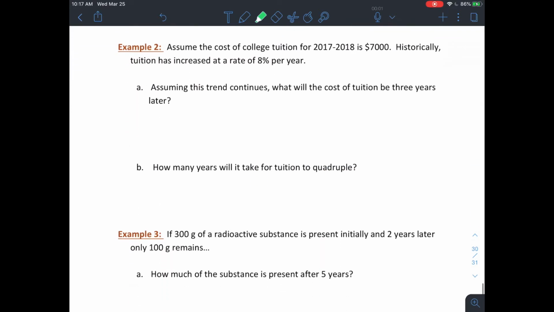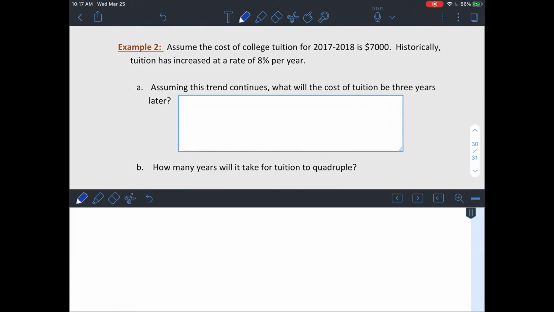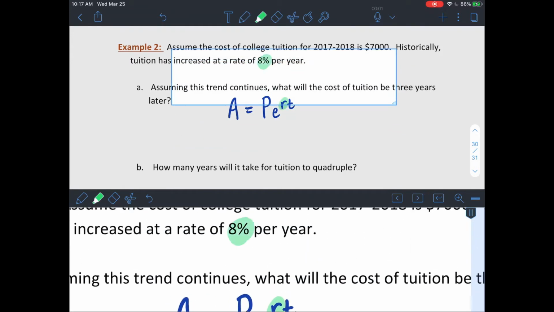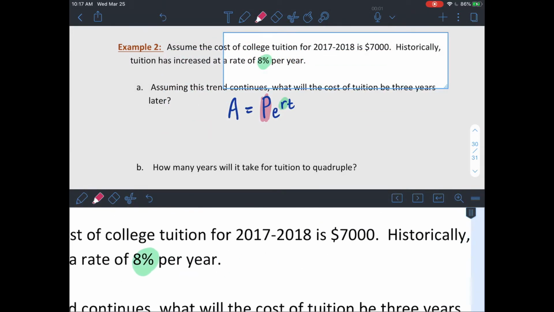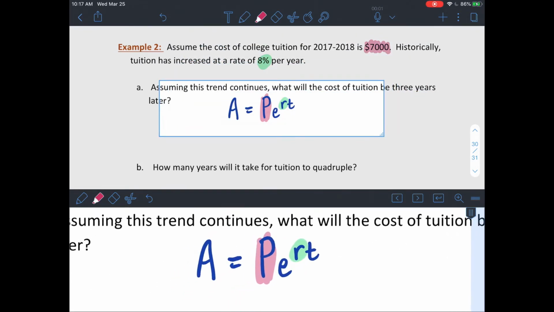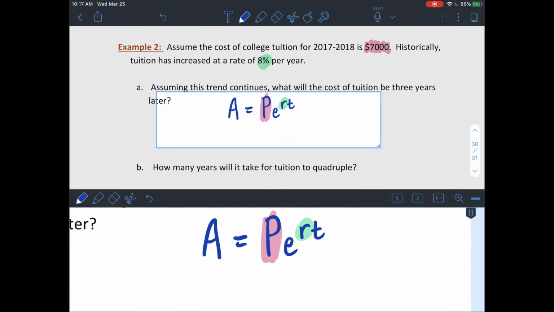Let's do a little college tuition modeling. Always fun times. So say that we've got college tuition in 2017-18 is $7,000. It's increasing at a rate of 8% per year. We want to figure out what the tuition will be after 3 years. So I kind of set this up, highlighting my rate's 8%. My starting tuition I'm looking at $7,000, and I'm looking for the tuition in 3 years.